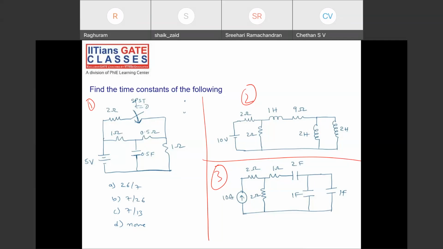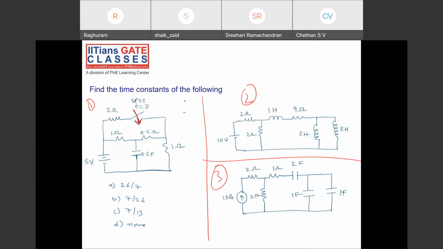So what is the transient condition here? The switch. What is SPST? Single pole, single throw switch. SPST is nothing but single pole, single throw. At t equal to 0, what happens? The switch is being closed. Remember, this is a switching action: at t equal to 0, the switch is being closed.